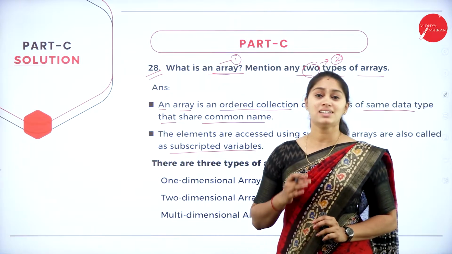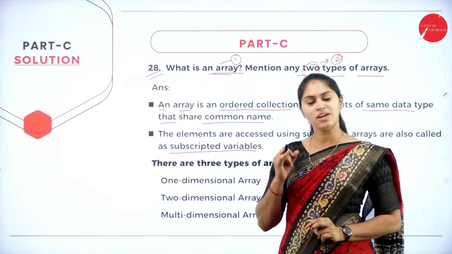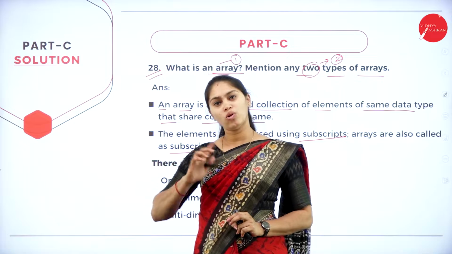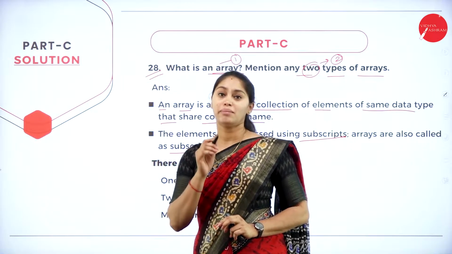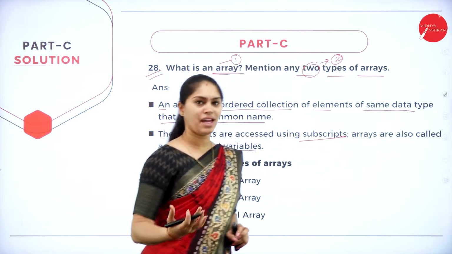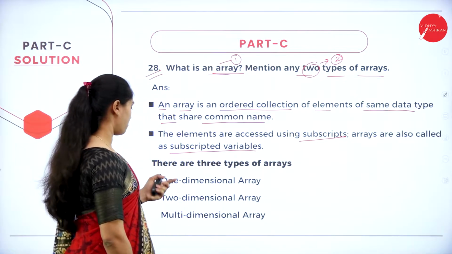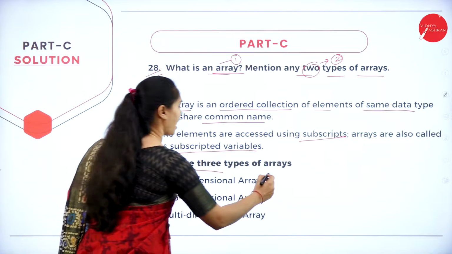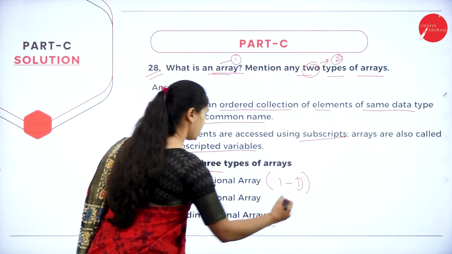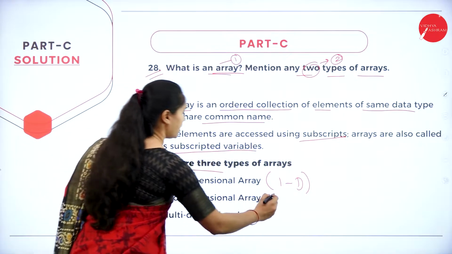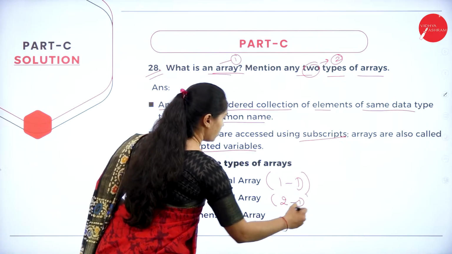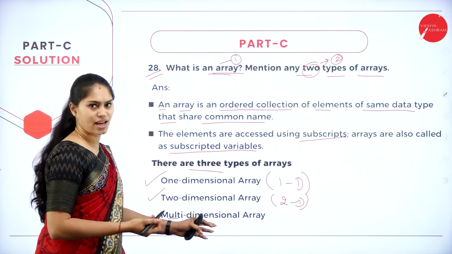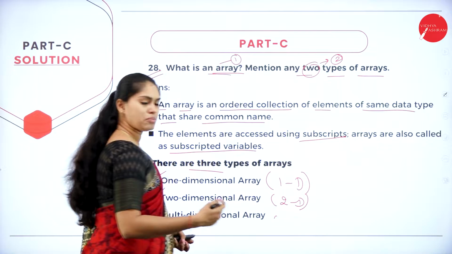So, you should not write three-dimensional array. It has only one-dimensional, two-dimensional, and more than two dimensions will be termed as a multi-dimensional array. That can be any number of dimensions. So what are the types of arrays we have? We have a one-dimensional array, I can consider this as a 1D, and we have a two-dimensional array, I can consider this as a 2D, and we have a multi-dimensional array. It will be in the terms of n cross n.